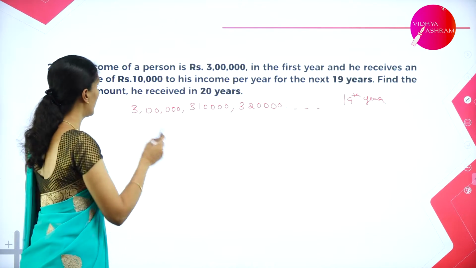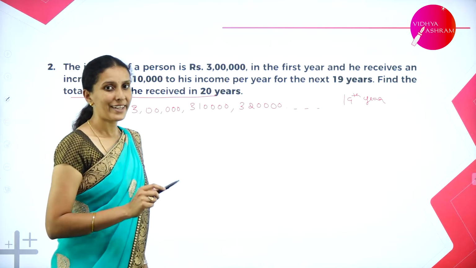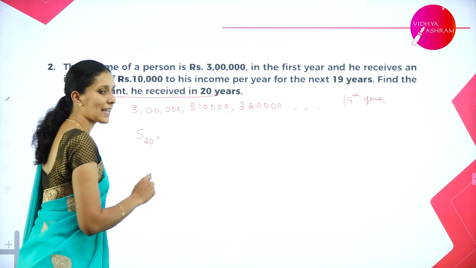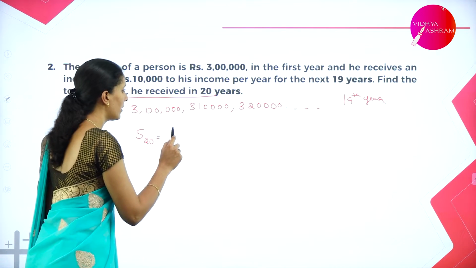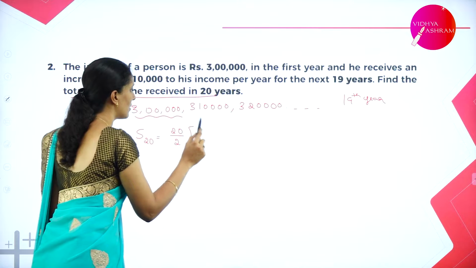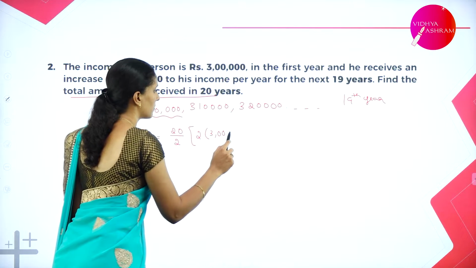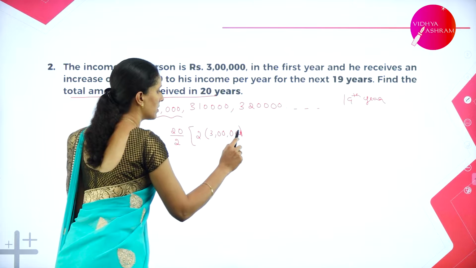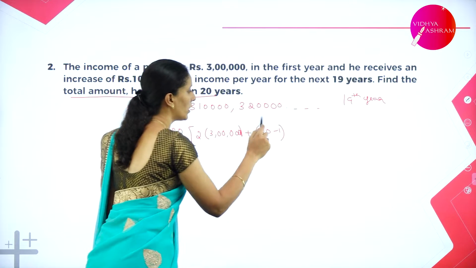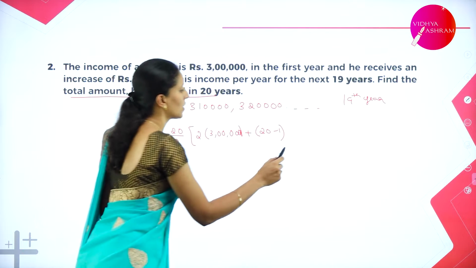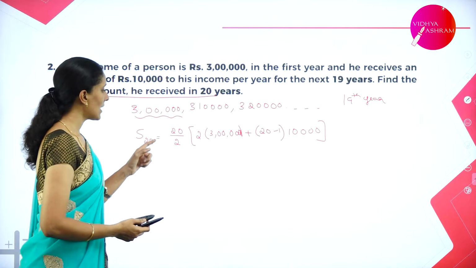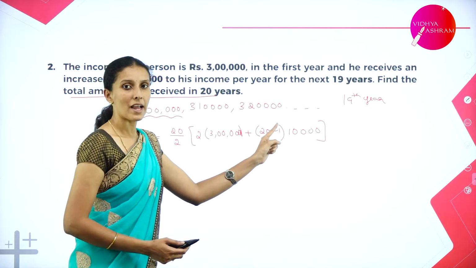Now I need to calculate the total amount he received in 20 years. So I need to find S20, the sum of all his salary in 20 years. That is 20 by 2, into 2 into A. A means the first term, that is 3 lakh. Plus n minus 1, that is 20 minus 1, into D. The common difference each year is 10,000. So we use the formula Sn is equal to n by 2, (2 into A plus (n minus 1) into D).